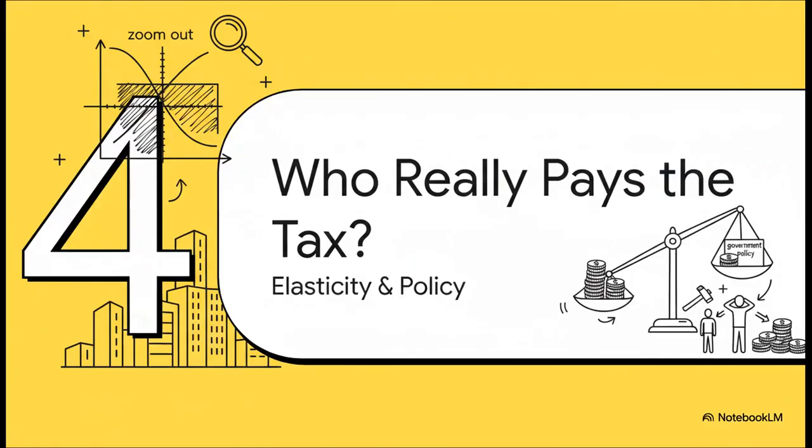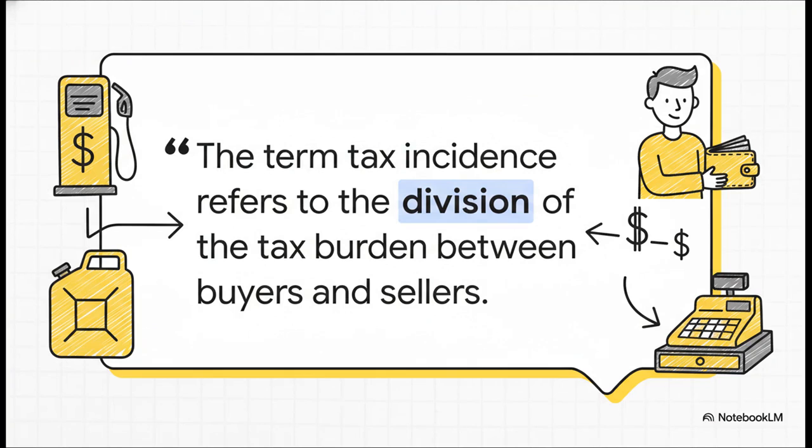Okay, so we've seen how this works for a single business, but now let's zoom out and look at the whole economy. Because elasticity doesn't just decide profits, it also decides who really ends up carrying the weight of government policies, especially taxes. So, you know when the government puts a new tax on something? Let's say a $1 tax on a gallon of gas? Who actually ends up paying that dollar?